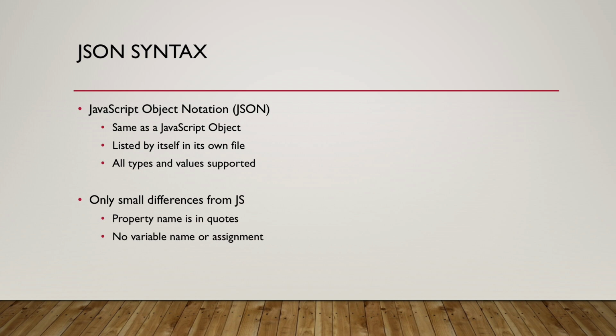So there's really just two small differences you have to get used to. First, property names. Previously, when we defined them in JavaScript, we were always defining them just like they were variable names. In JSON, you have to put them in quotes, and they can be more complex than just variable names. Anything you could put in a string is allowed. So they are actual strings, and you have to put them in quotes.